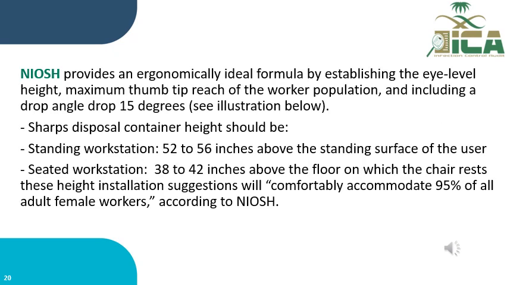To understand or audit this sub-element, we need to refer to the ICA guideline 2023 to identify the required height of the sharp container location. And the National Institute for Occupational Safety and Health, NIOSH, provides us an ideal formula by establishing the eye level height, so maximum thumb tip reach of the worker population, including a drop angle of 15 degrees. From this formula, the sharp disposal container height is supposed to be in the standing workstation from 52 to 56 inches above the standing surface of the user, and in the seated workstation from 38 to 42 inches above the floor on which the chair rests.